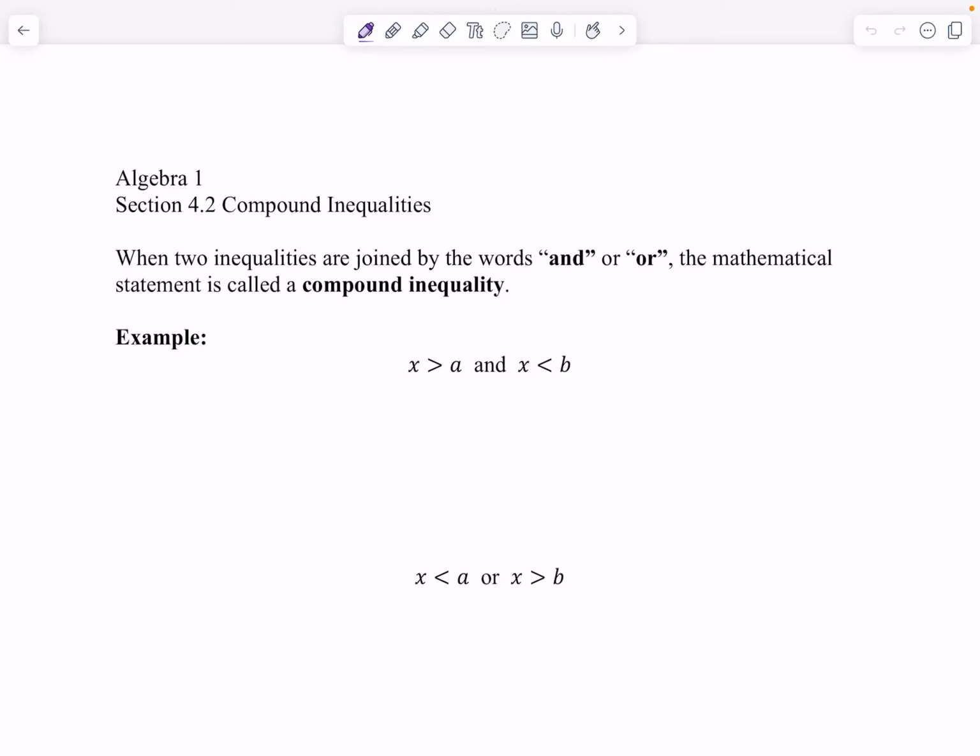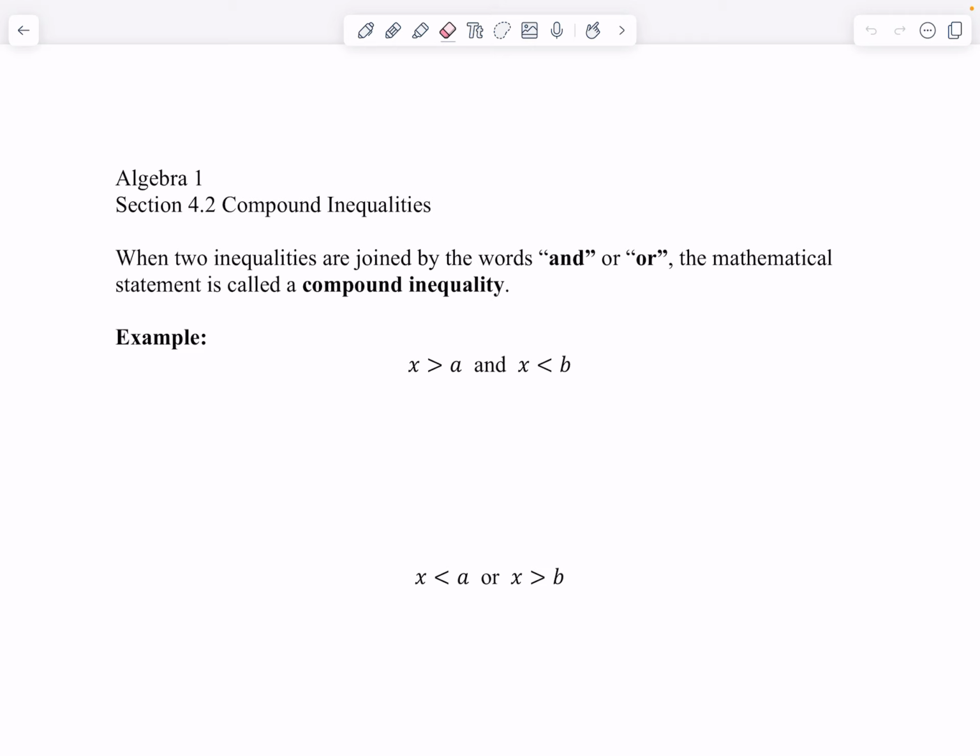Hi, you guys. So this lesson is on section 4.2, which is on compound inequalities. So we're taking what we talked about in section 4.1, which was solving linear inequalities in a single variable, and we're applying that to inequalities that are connected by either the word "and" or the word "or".